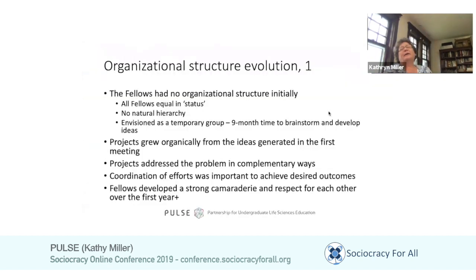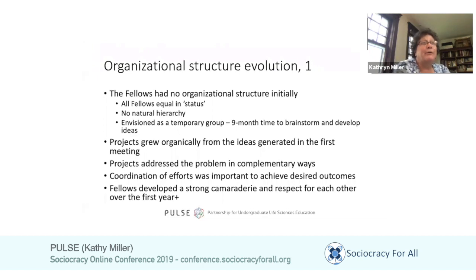So how did we come to adopt Sociocracy? The foundation of this group, as you just heard, was completely non-hierarchical. We were recruited by these program officers, but we were left as a group of peers to work together on developing and implementing these ideas about teaching and learning. And so initially we had absolutely no structure whatsoever. There was no assigned leader, there were no roles for anybody. Everybody just came in equal, and there was really no way to naturally assign any kind of hierarchical structure.